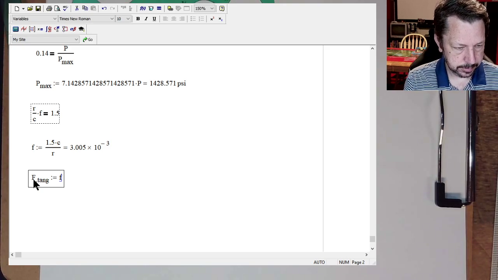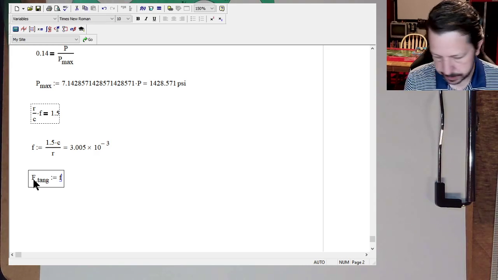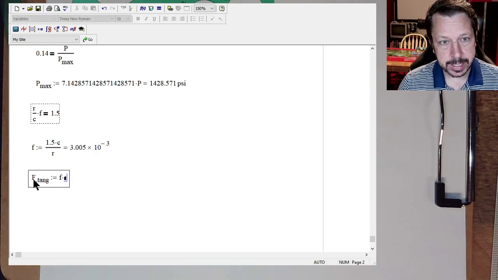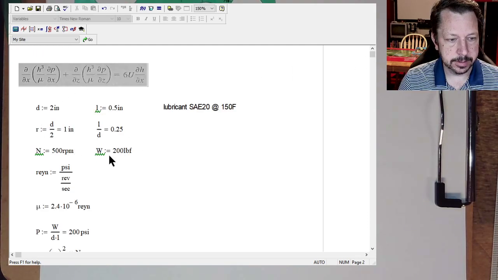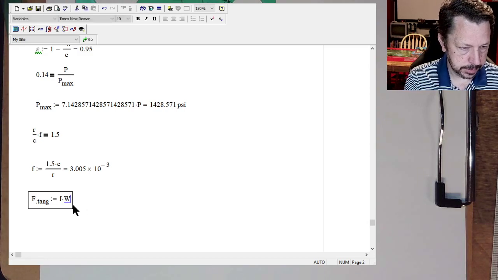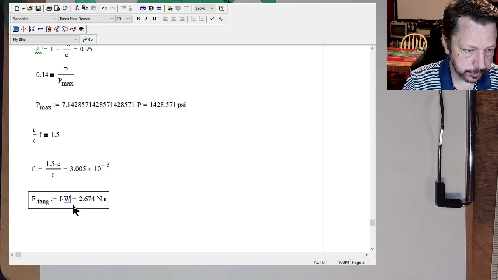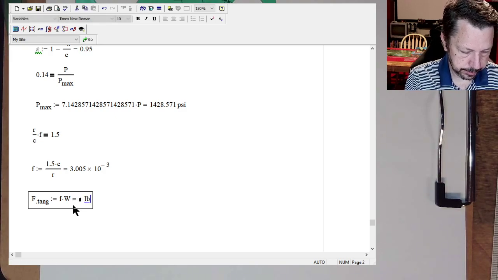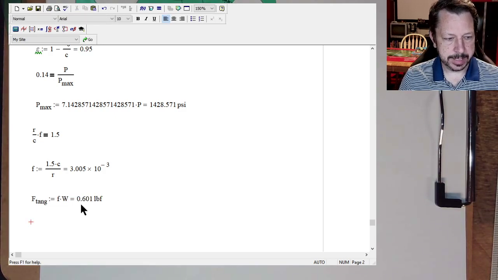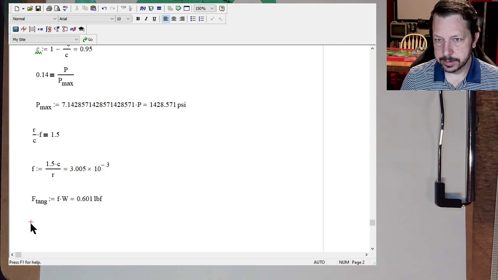I want to just use that F times our normal force. In our case, our normal force was way at the top, right here, the 200 pounds. So just times W. So this will calculate the tangential force. And let's put it in pounds. 0.6 pounds.